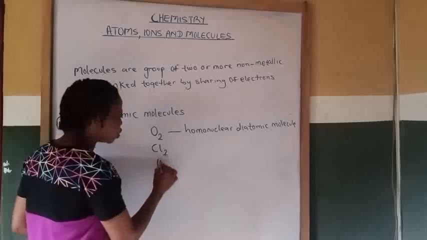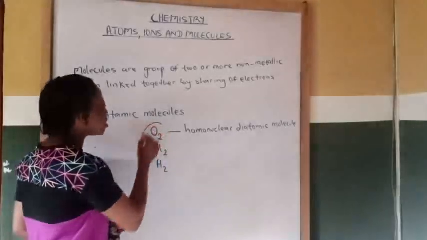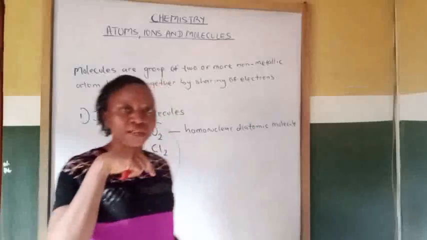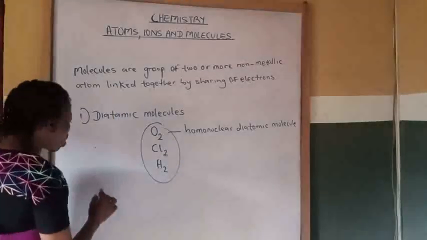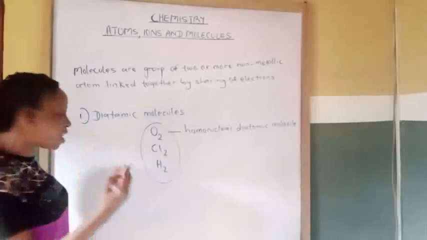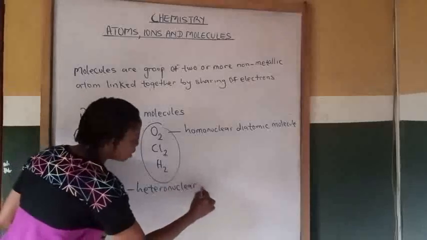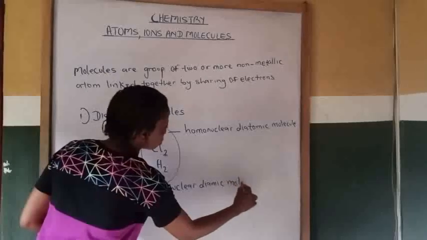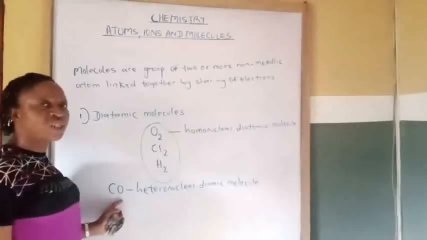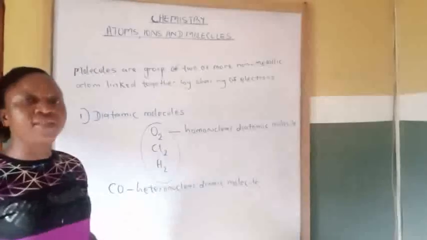Another one is the hydrogen molecule, atoms of the same element giving you a hydrogen molecule. So all these are homonuclear diatomic molecules, because they involve two atoms of the same element. But when we have atoms of different elements, like carbon(II) oxide, so carbon and oxygen, that is atoms of two different elements, we call it a heteronuclear diatomic molecule. So carbon monoxide, or carbon(II) oxide, is a heteronuclear diatomic molecule, because it contains two atoms of different elements.